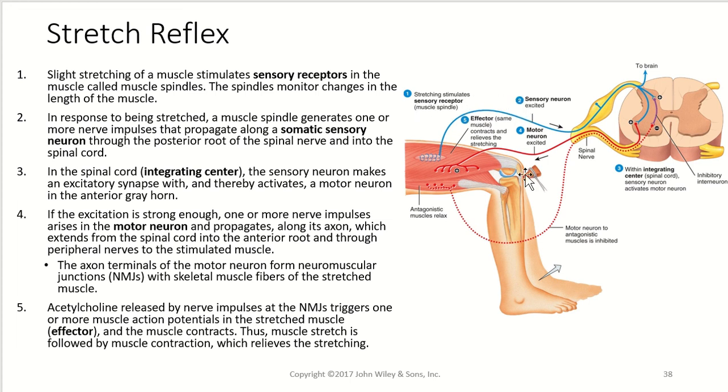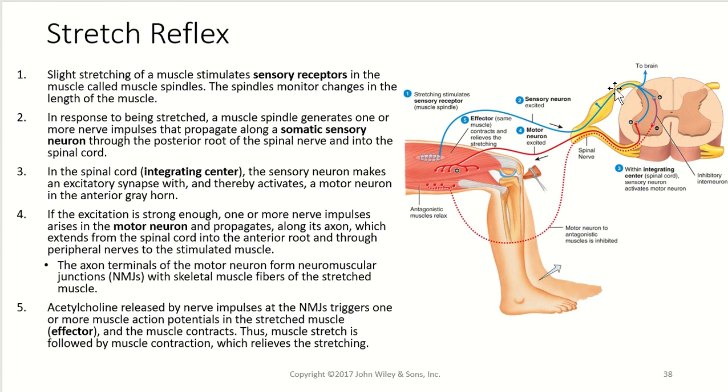So our sensory receptors in this case are the muscle spindles that are going to identify that stimulus which is being hit by the hammer, right? Then this is going to lead to the excitation of our sensory neurons, our somatic sensory neurons in this case, because it is a skeletal muscle.